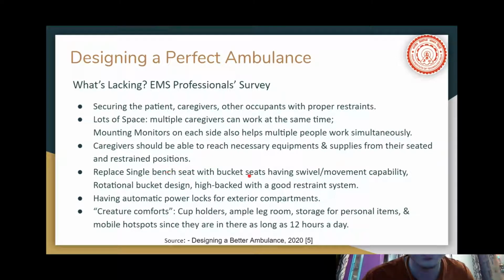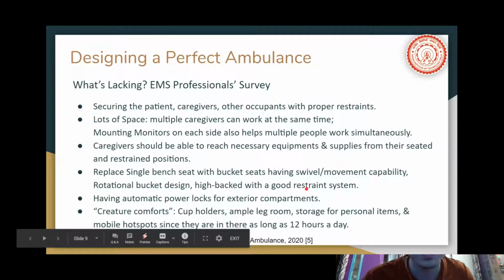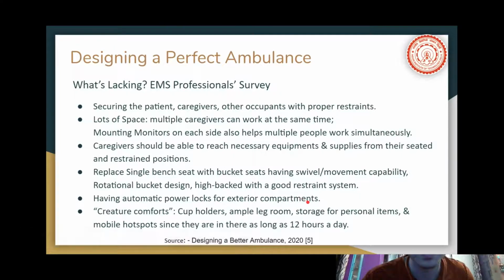Replace single bench seat with bucket seats having swivel or movement capabilities. That means the seat itself can move or rotate. Rotational bucket design, high back with a good restraint system. Another point being having automatic power locks for the exterior compartments.